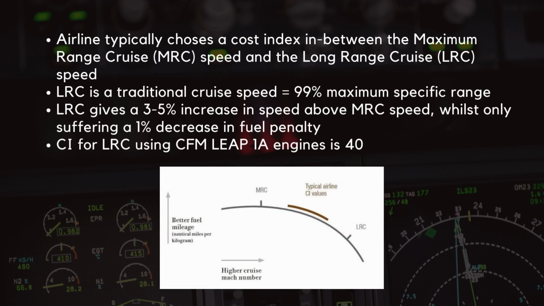An airline typically chooses a cost index in between the maximum range cruise speed and the long-range cruise speed. The long-range cruise speed is a traditional cruise speed that is equivalent to the Mach number equal to 99% of the maximum specific range. Simply put, LRC gives a 3 to 5% increase in speed above the MRC speed, whilst only suffering a 1% decrease in fuel penalty. As an example, the cost index for long-range cruise using CFM LEAP-1A engines is 40.